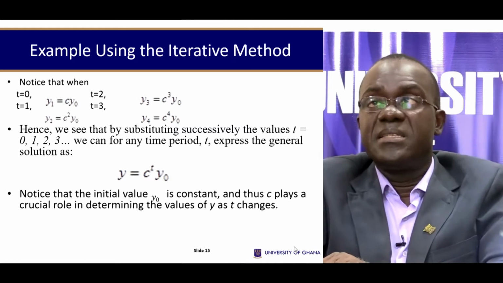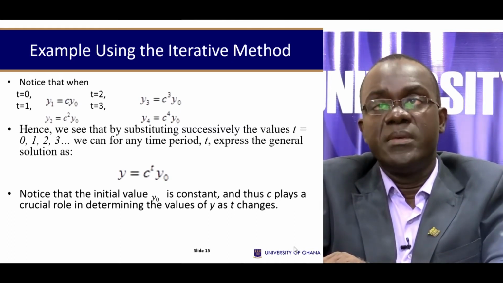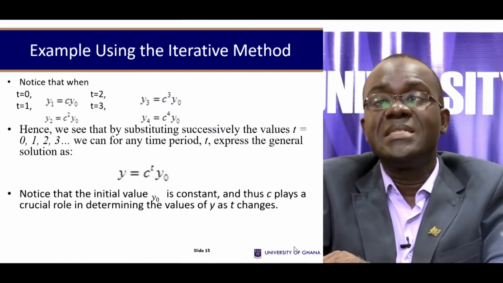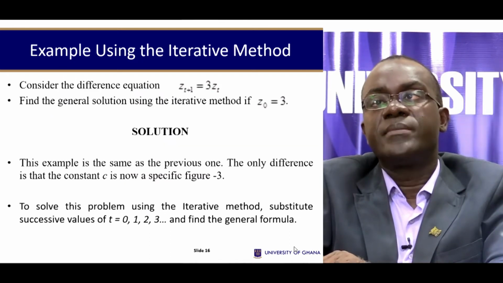So the iterative method involves putting in successive values of t and then deducing the general solution once you've been able to assemble all the solutions that you get. So what we need to do is just raise these ones up here to correspond to the t here.